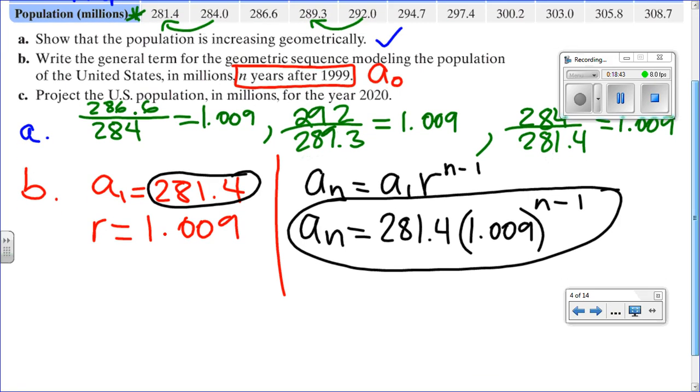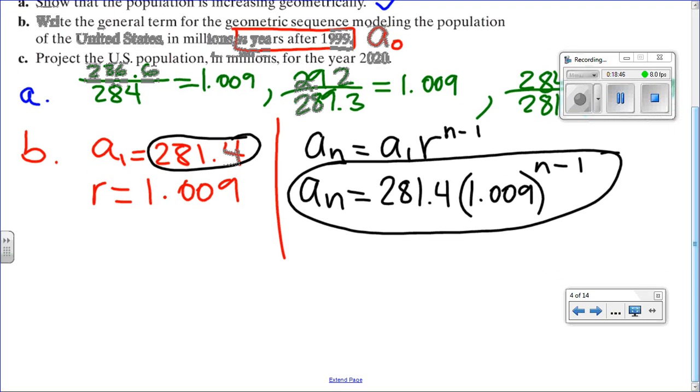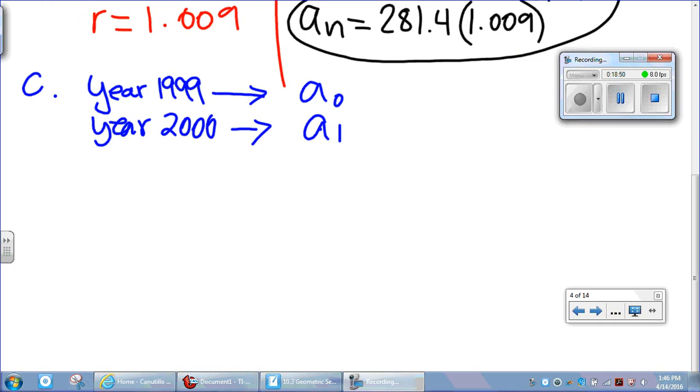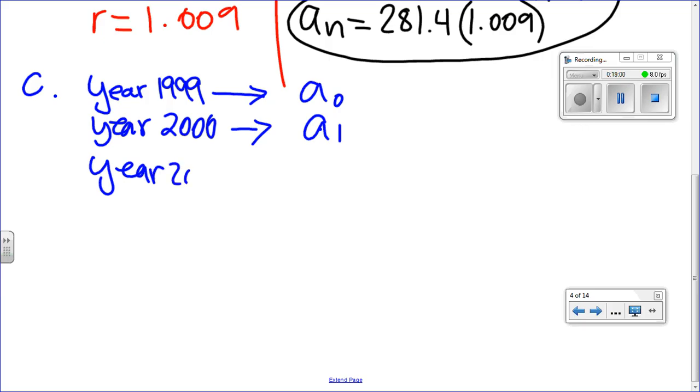And now part C, could you guys please find that? So we were supposed to estimate the population in what year? 2020. Okay. So year 2020, what subterm will that be? Let's see, if we consider these two numbers here, that will be 0, and that will be term 1. So that's one more, right? So if this is 20, this should be 21.